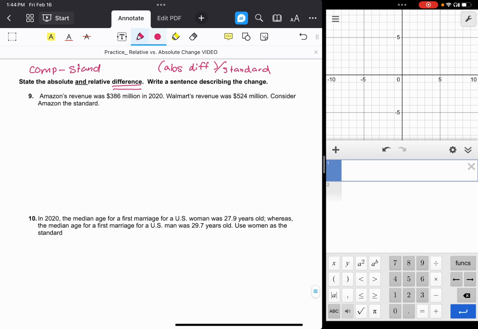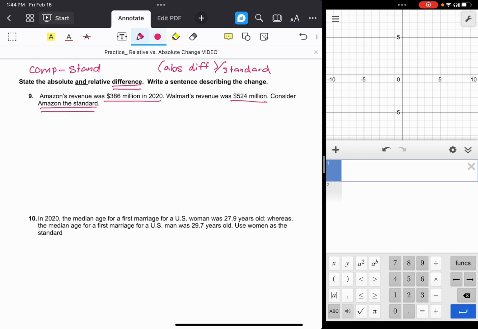So on 9 and 10, they're both very similar. You're given two sets of information. So in this, we have Amazon's revenue is 386 million in 2020, and Walmart's revenue was 524 million. Now, notice both of these revenues are in the same year for different stores. So we want to compare one store's revenue to another store's revenue. And so we're told we're going to make Amazon the standard we're comparing it to. So we basically want to know how much more or less Walmart's revenue is compared to Amazon.